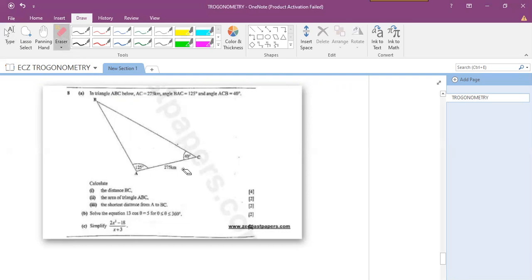So how do you calculate this distance, BC? You are in an exam room and you found this question here. Are you going to use the sine rule or the cosine rule? Are you going to use the sine rule or the cosine rule? Sine rule. Yes. Why? Because you have got two angles there.